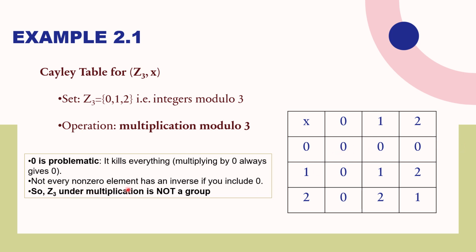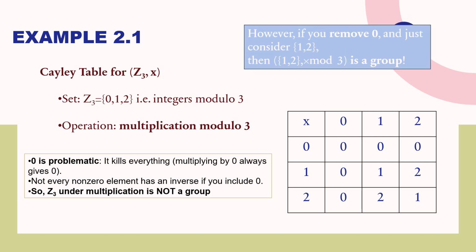Not every non-zero element has an inverse if you include 0. Now, this idea that 0 does not have an inverse, we have also already done in one of the videos before, where we said that Z3 under multiplication, Z plus under multiplication is not a group. You can refer to one of the previous videos where we tackled it in detail, but here we just talk about it in terms of the Cayley table.